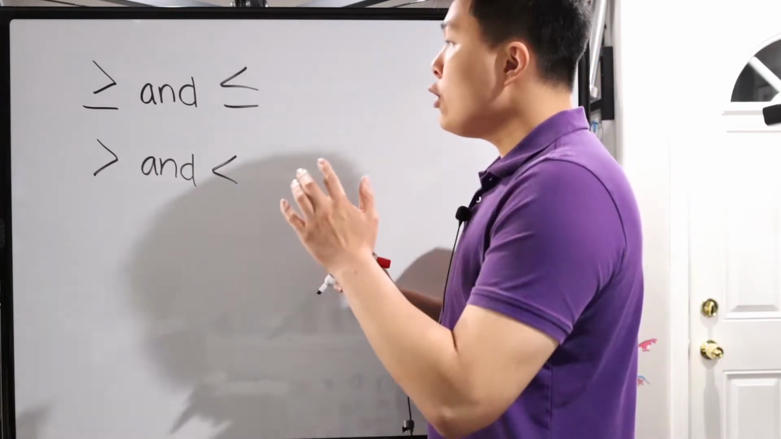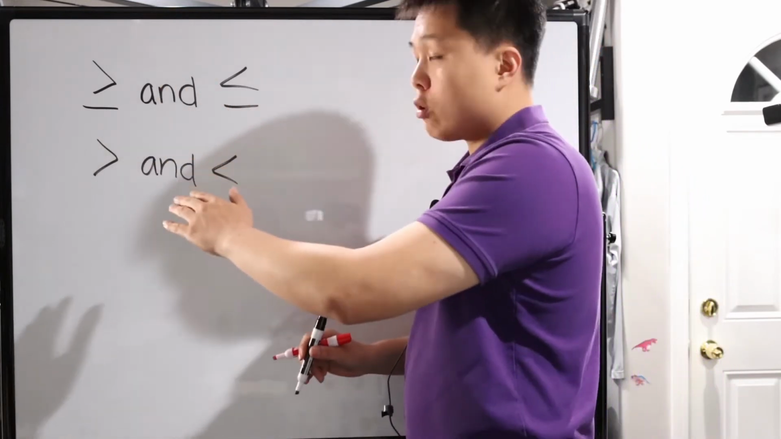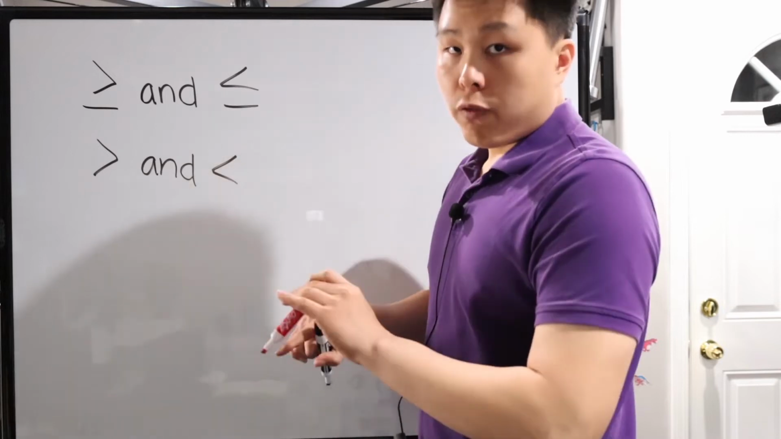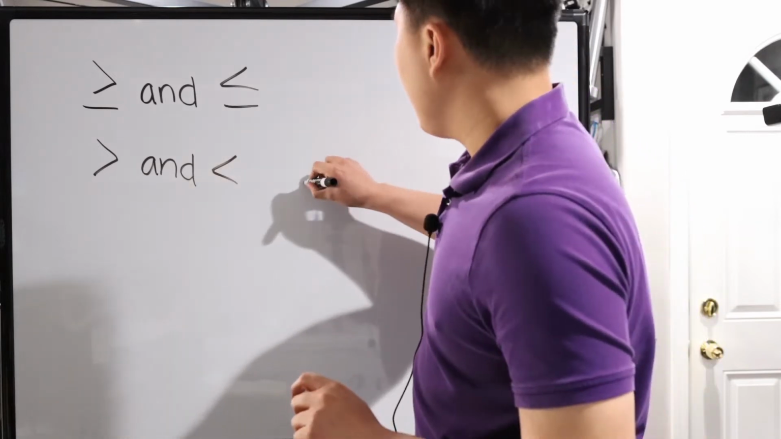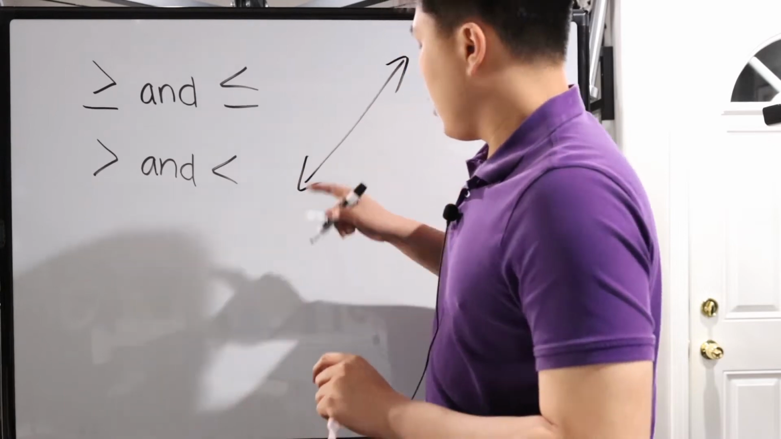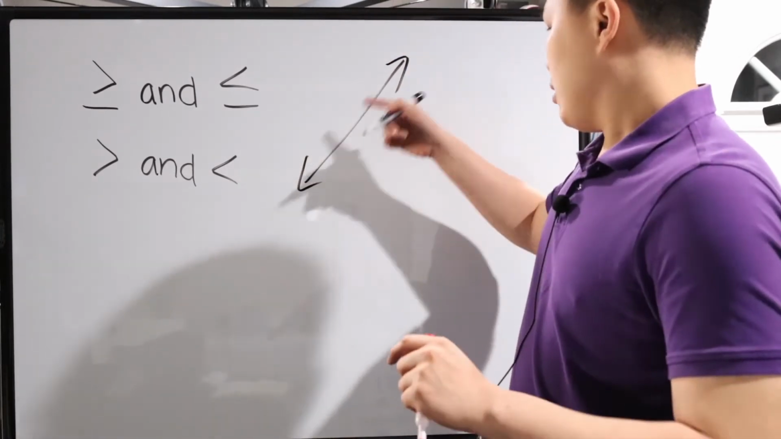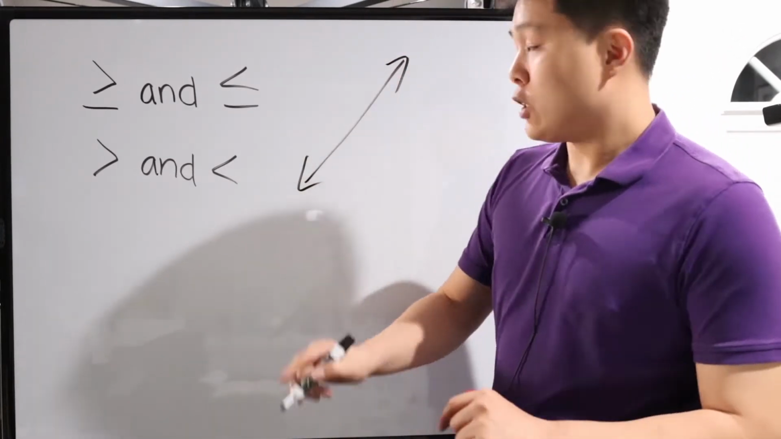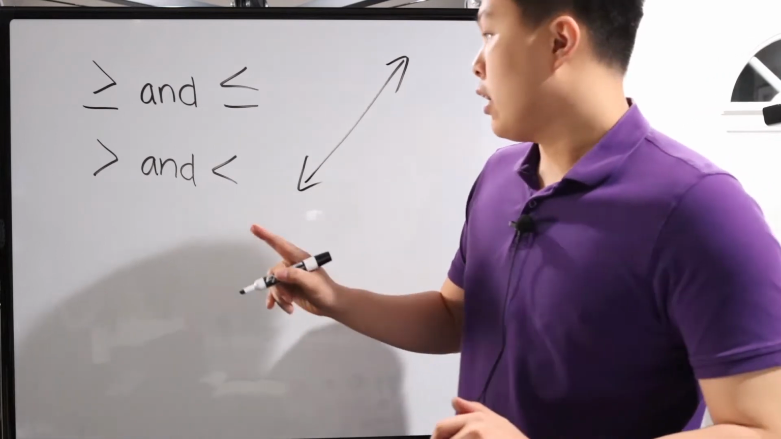When you graph greater than or equal and less than or equal, you're going to graph it like a normal line, like that. Simple as that. Well, I mean, in that orientation. It could be other orientation, but basically it has to be a solid line.